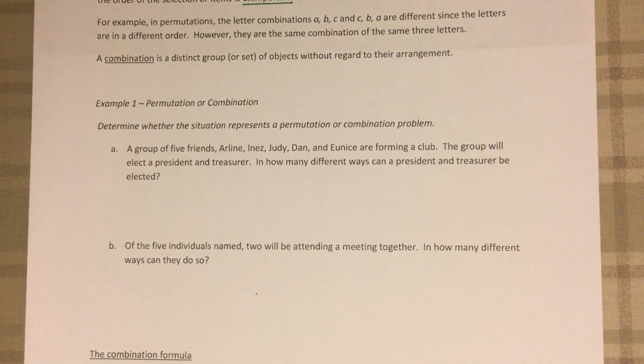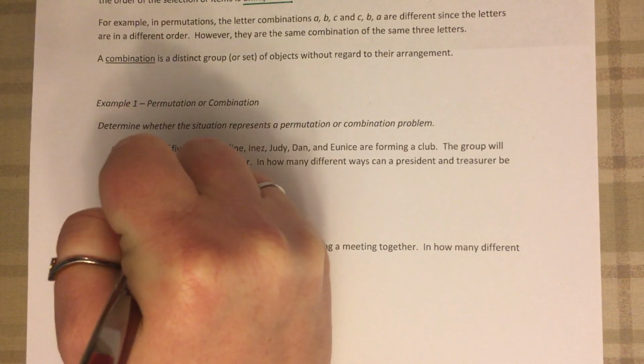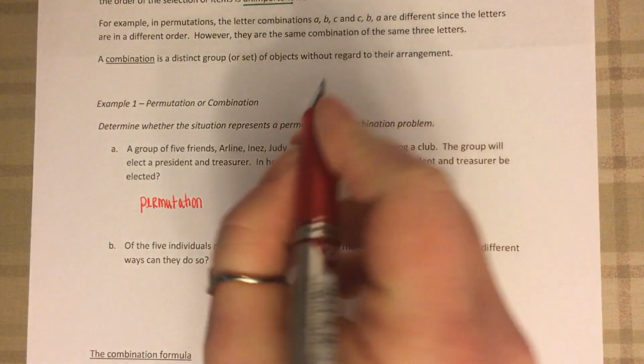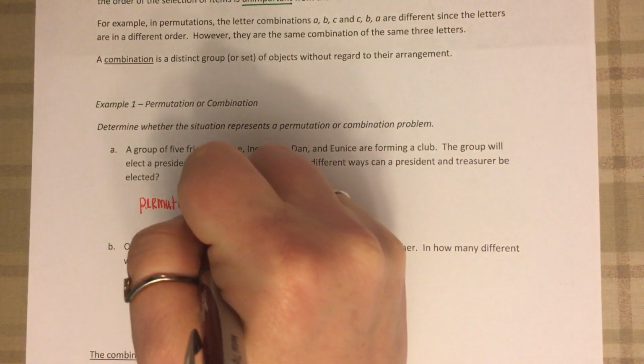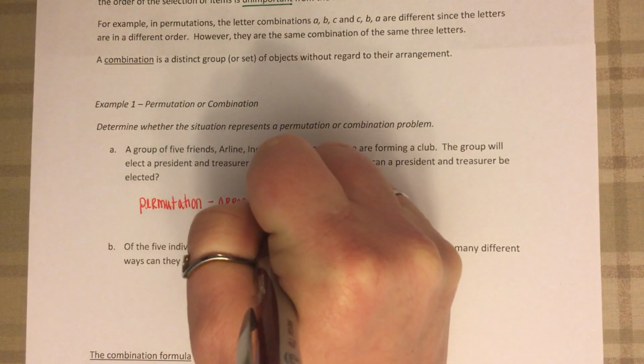So example 1, we're going to compare permutations and combinations. Determine whether the situation represents a permutation or combination problem. A group of 5 friends, Arlene, Inez, Judy, Dan, and Eunice, are forming a club. The group will elect a president and a treasurer. How many different ways can a president and treasurer be elected? This particular example is a permutation because order or arrangement matters.